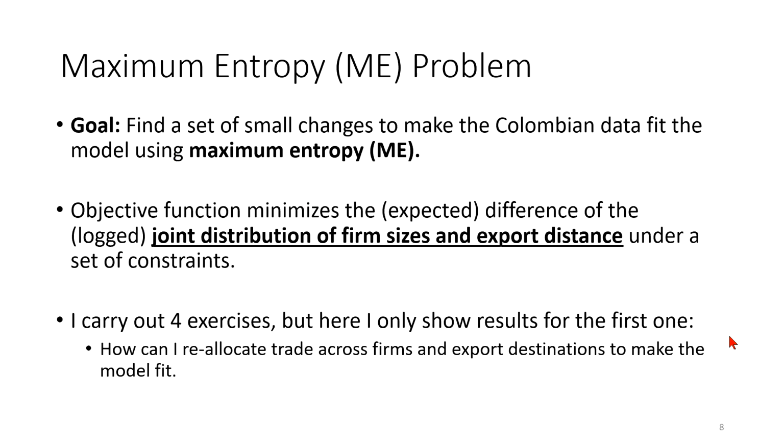Okay. So then I apply a maximum entropy problem where the goal is to find a set of small changes to make the Colombian data fit the model. I carry out 4 exercises, but here I just show the results of the first one. What I try to do is reallocate trade across firms and export destinations to make the model fit.